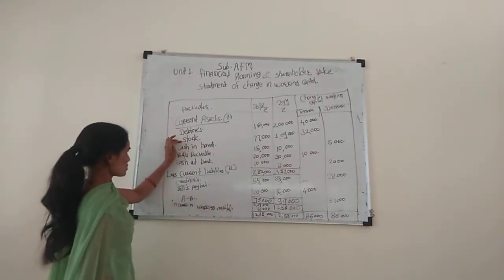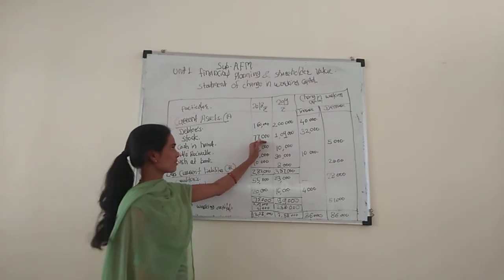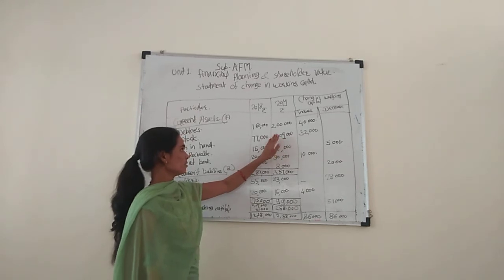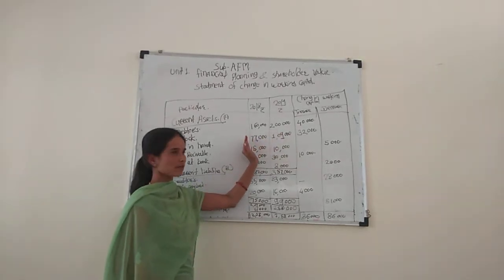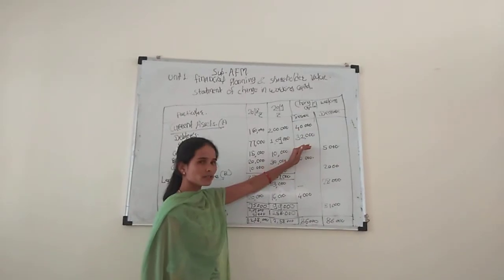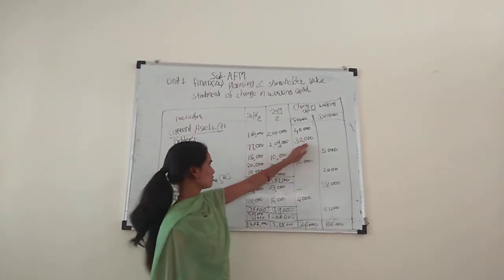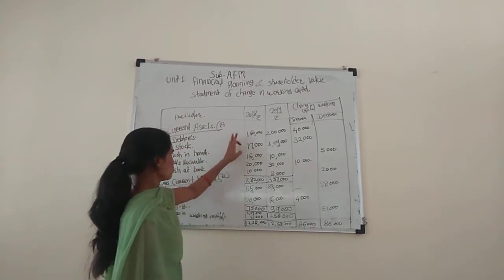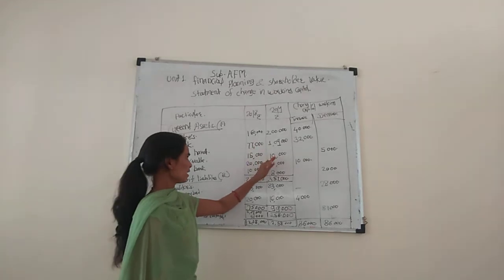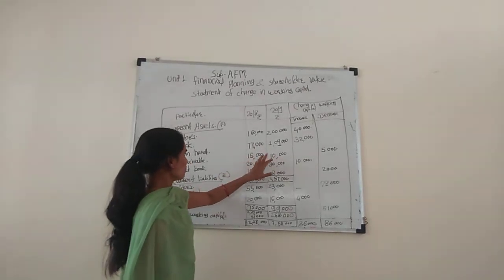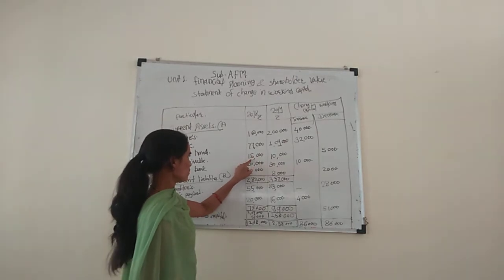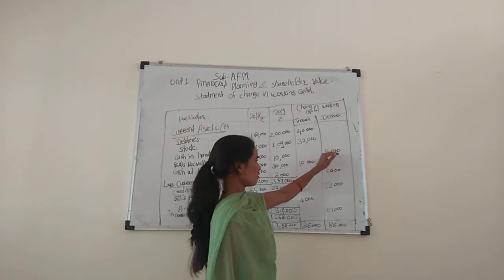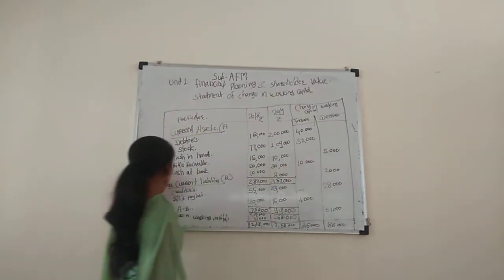And next one is stock: 2018 77,000 and 2019 1,09,000, means 1,09,000 minus 77,000 is equal to 32,000. This is the increase, means increase column 32,000. And next one is cash in hand, this is a current asset. 2018 15,000 and 2019 10,000, means this is a loss of 5,000, means decrease column 5,000.